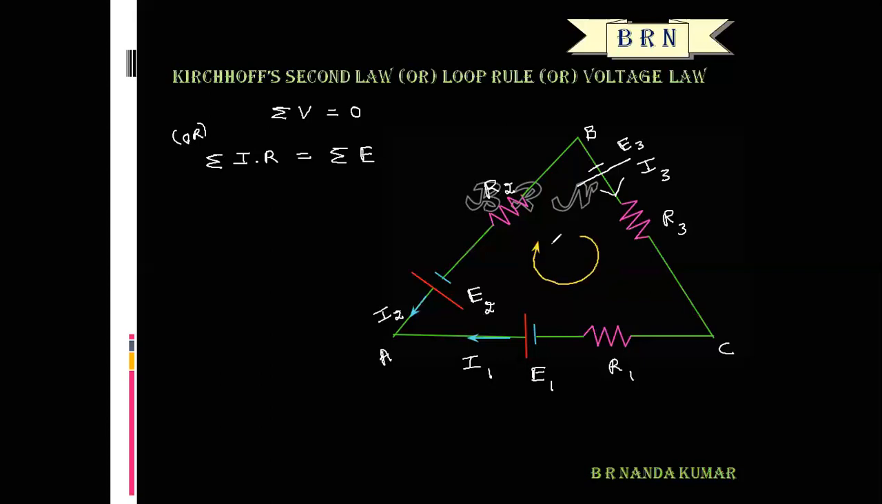That is why clockwise currents and clockwise EMFs are taken as positive. Here the clockwise currents are I1 and I3, and the clockwise EMFs are E1 and E3. Is it right? That is taken as positive because the indication is clockwise. So anti-clockwise currents and anti-clockwise EMFs are taken as negative. So that is the sign convention.